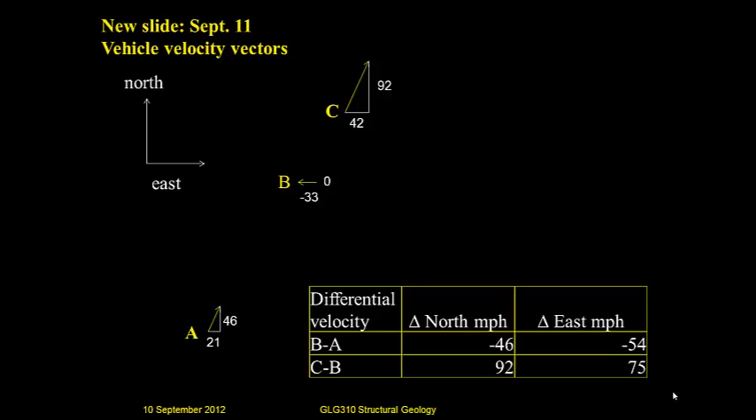And then we can do the same thing with C minus B. So in this case, the northing component of C is 92 minus 0 northing for B, which gives us a 92 mile an hour lengthening of the distance in the north-south direction between C and B. And in the case of the easting, B is moving left, C is moving right, so they're moving apart at 75 miles an hour. So you see again the sign convention there, where when that distance is increasing, the sign is positive.